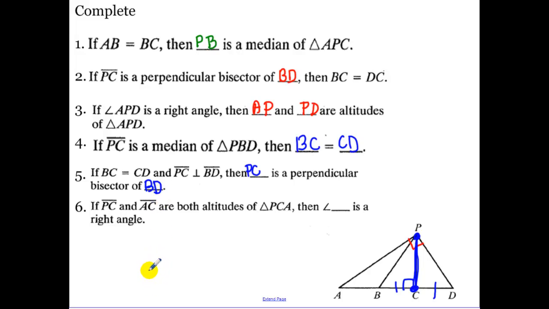Okay, PC and AC are both altitudes of triangle PCA. So this is an altitude and this is an altitude of triangle PCA. So therefore, we have our right angle at PCA.